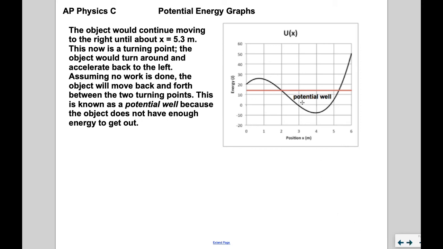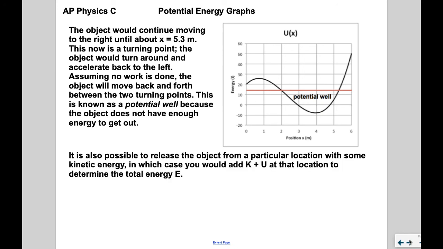So this is what's called a potential well. Given those conditions, releasing an object from rest at 2 meters, the object would move back and forth in this potential well. Again, we're assuming no work is done, so no energy is added or lost. It would move back and forth inside this potential well forever. It's called a potential well because the object does not have enough energy to get out of the well.